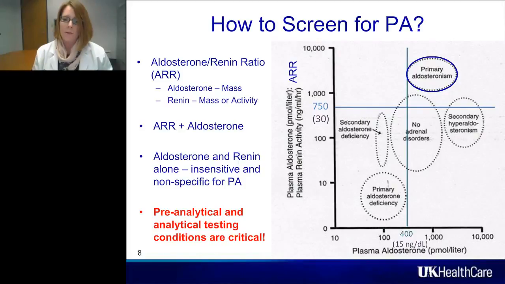But numerous papers have suggested that perhaps an aldosterone concentration greater than 15 nanograms per deciliter, alongside an elevated ARR, may indicate primary aldosteronism.